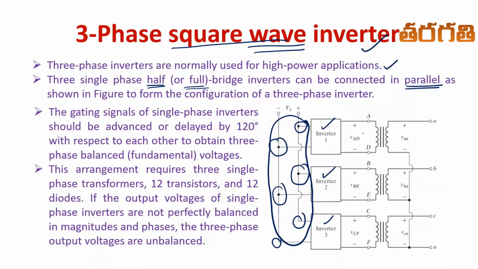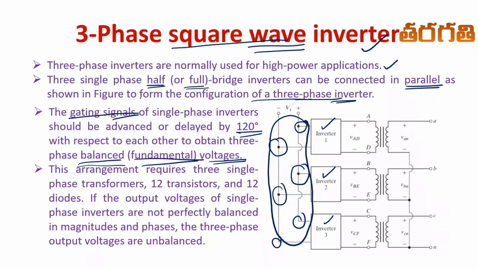So the figure shows the configuration of a three phase inverter, the first one. And the gating signals, you know that inverter contains switches in it. Each inverter is applied trigger pulse in such a way that they should be advanced or delayed by an angle of 120 degrees with respect to other phases to obtain a balanced three phase voltage.